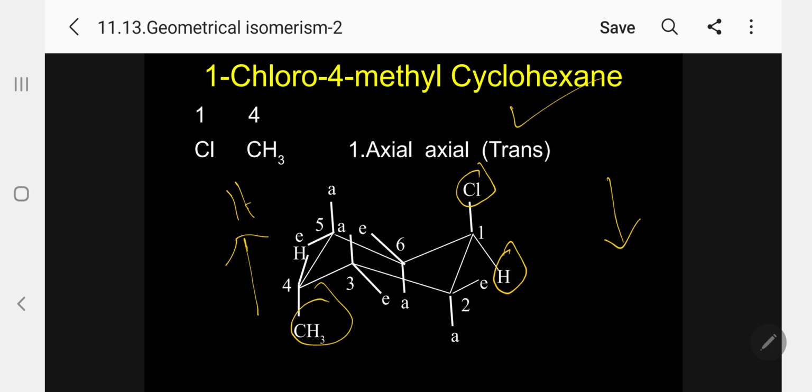So, what is happening here? Here equatorial and equatorial, it is hydrogen is equatorial, whereas chlorine axial.